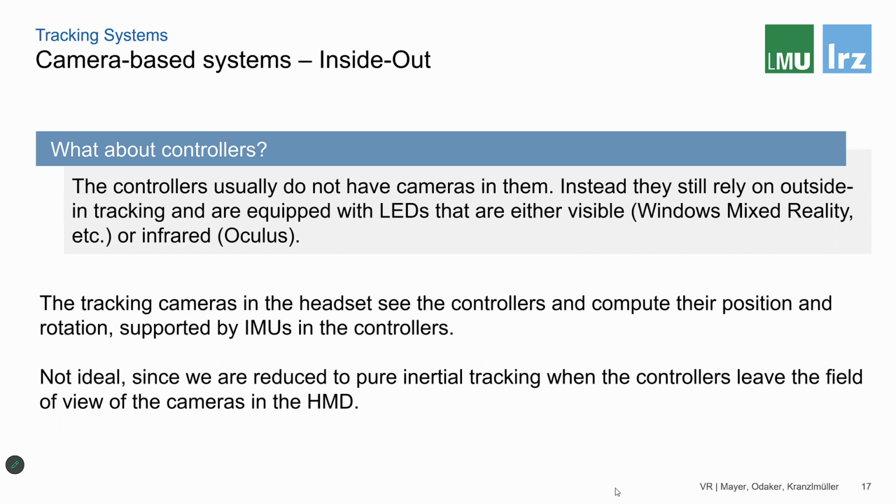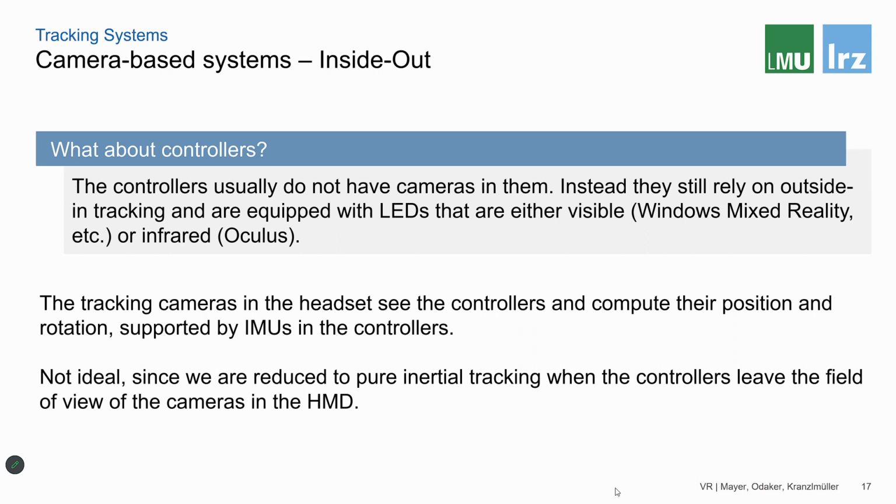So if we have lights on the controllers and the cameras in the head-mounted displays do the tracking, then the question is, what happens if the cameras in the head-mounted display cannot see the controller? What happens if I move the controller above my head or behind my back? Or what if there are only 2 cameras on the head-mounted display and it will leave their field of view?